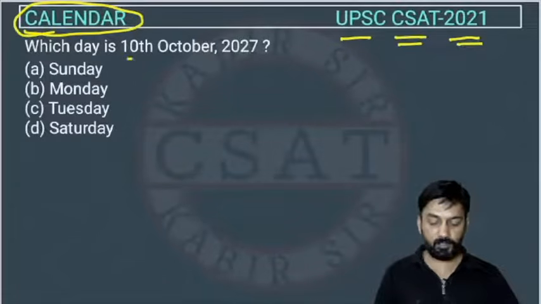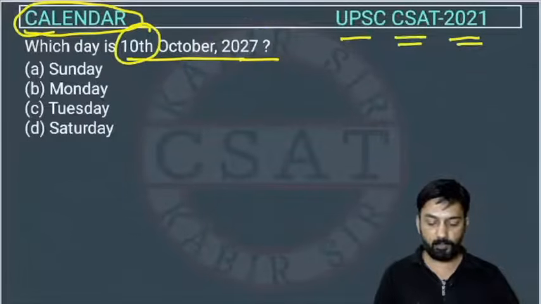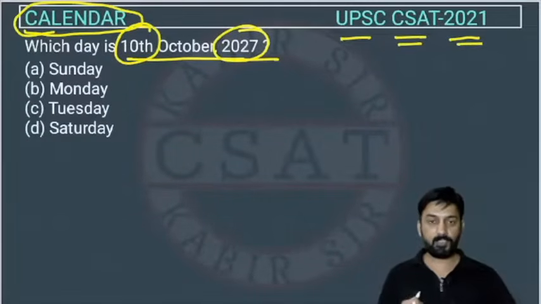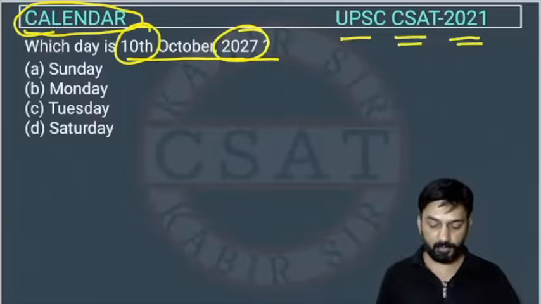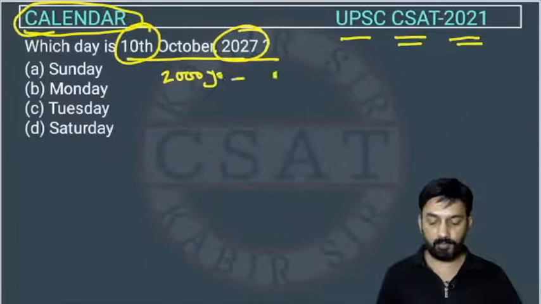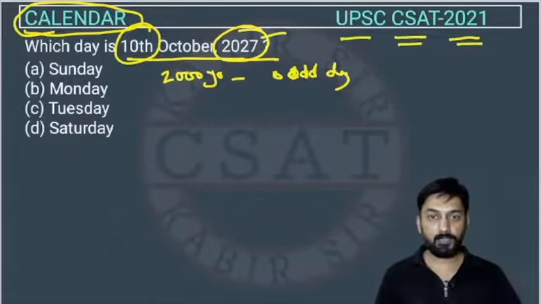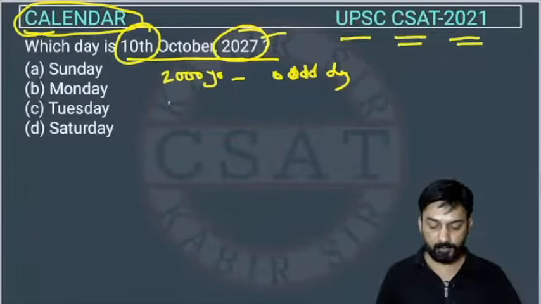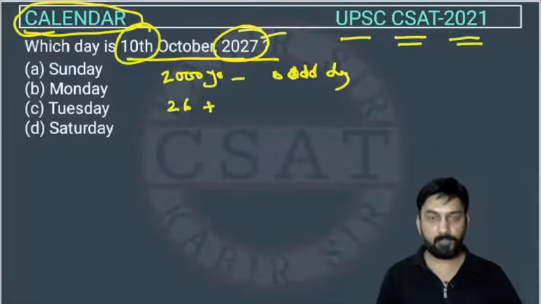Which day is 10th October 2027, right? So on 10th October 2027 there will be which day, right? Sunday, Monday, Tuesday or Saturday, right? So how will we solve it? If you know the basics, in the year 2000 there will be 0 odd days, right? So now we have to calculate because we are talking about the year 2027. So till 26 we will check, and then for 27 we will do it separately.